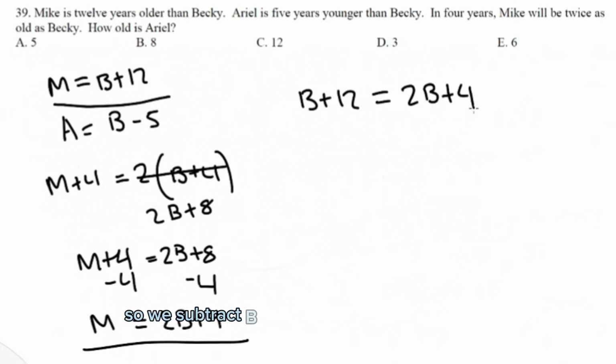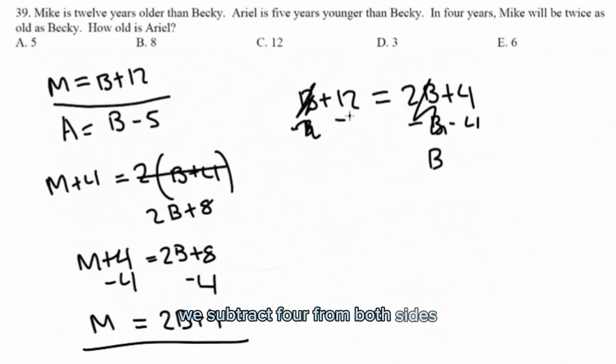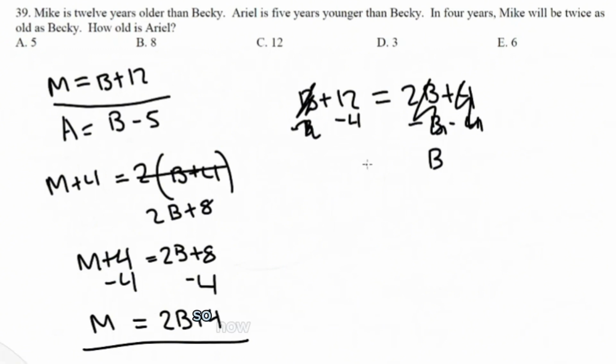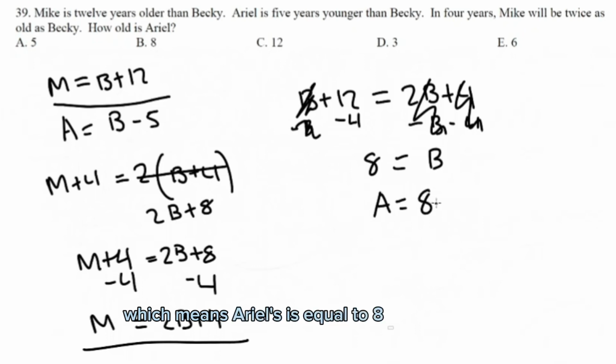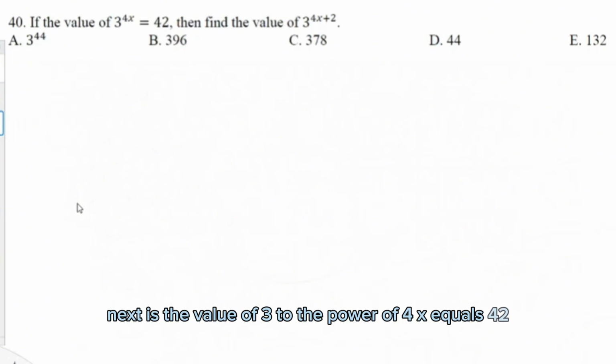Now we can solve this. So we subtract b from this side to cancel it out. So we have to subtract from this side as well. So now we're left with b over here. We subtract 4 from both sides to cancel it out on this side. So now we're left with 8 over here. So Becky's age is equal to 8, which means Ariel's is equal to 8 minus 5, which is 3. And that's your answer.